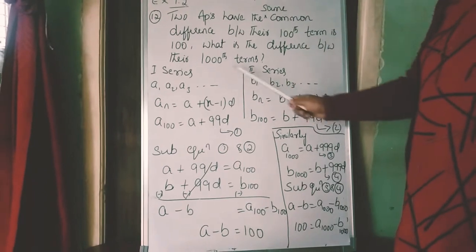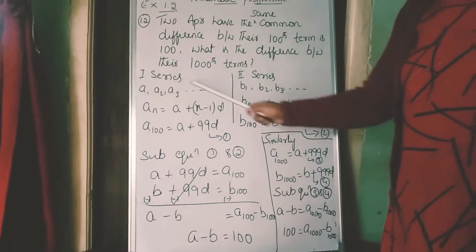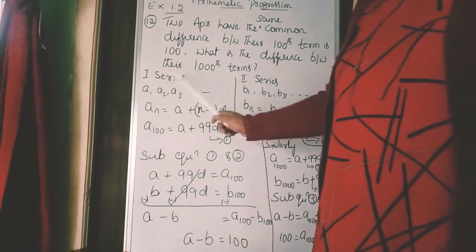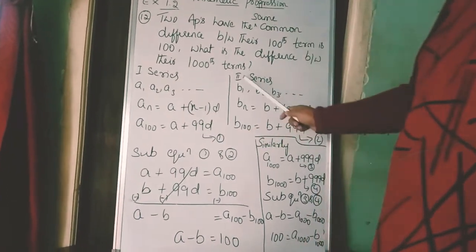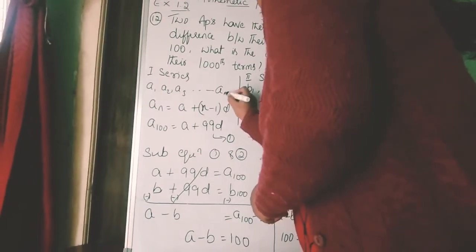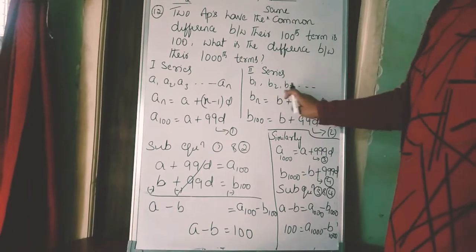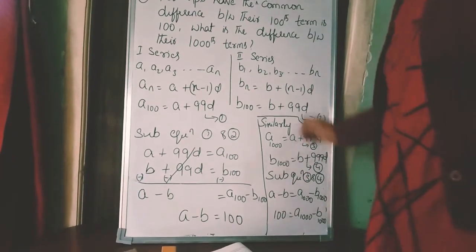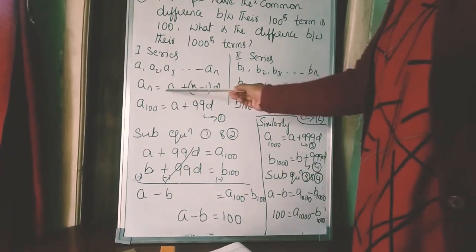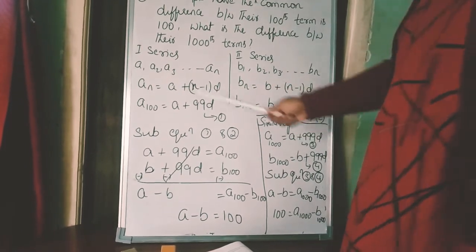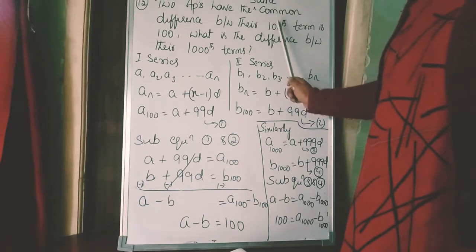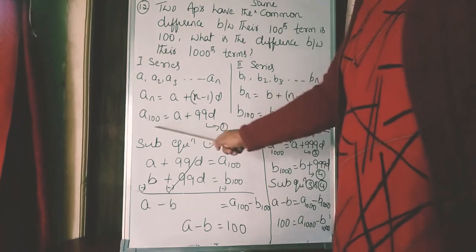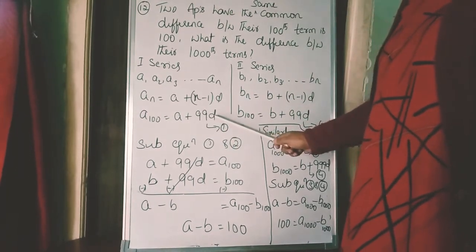What is our AP rule? See, in a series the common difference must be the same. Here also the common difference is the same. Now I am considering the first series as A1, A2, A3 and so on, last term is An. Similarly, the second series B1, B2, B3 and so on, Bn. Now An, according to this series, is equal to A plus (n minus 1) into D. Now the 100th term: A100 is equal to A plus 99D.